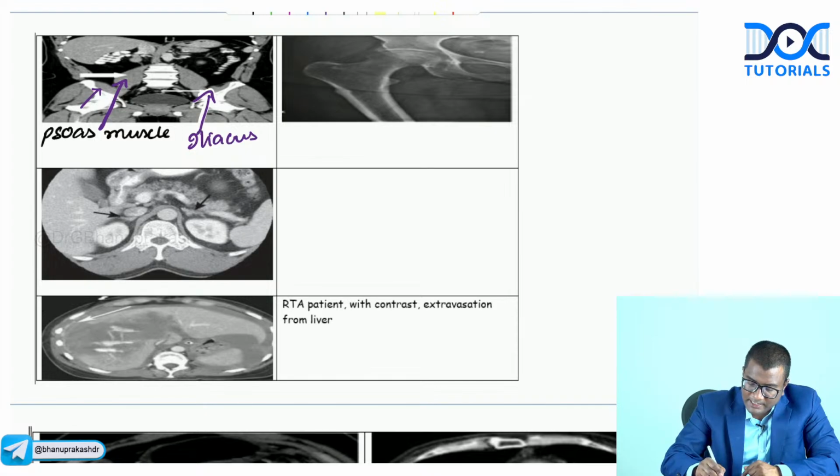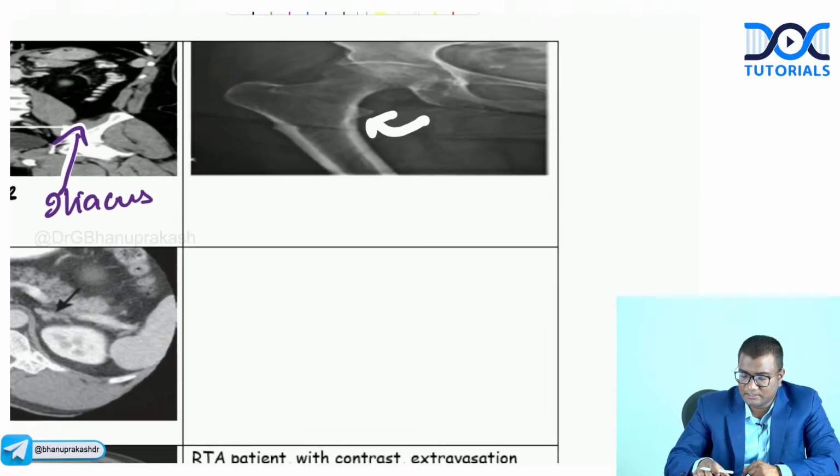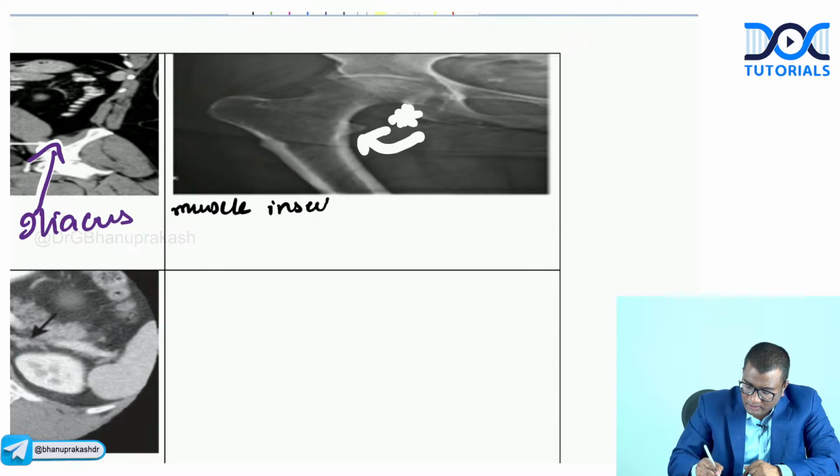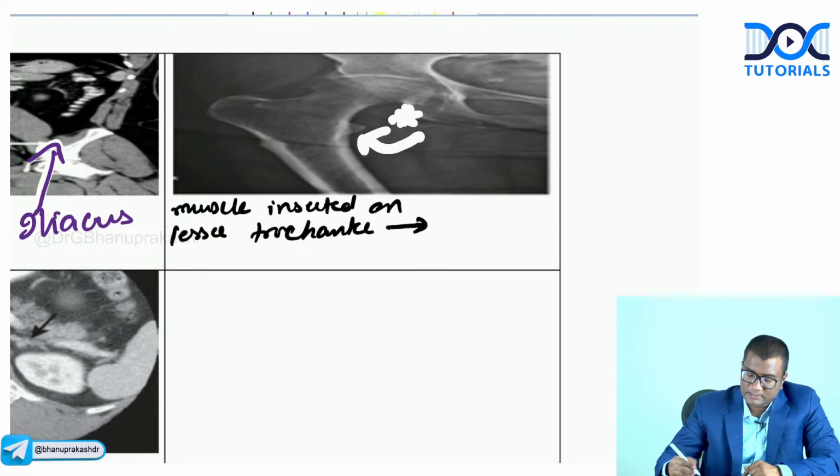In one exam they asked, what is the muscle that is inserted on this structure, and they gave this radiograph of the femur and asked what muscle is inserted here. Basically, they asked the muscle inserted on the lesser trochanter. It is the iliopsoas muscle. They form a common tendon and insert on the lesser trochanter.